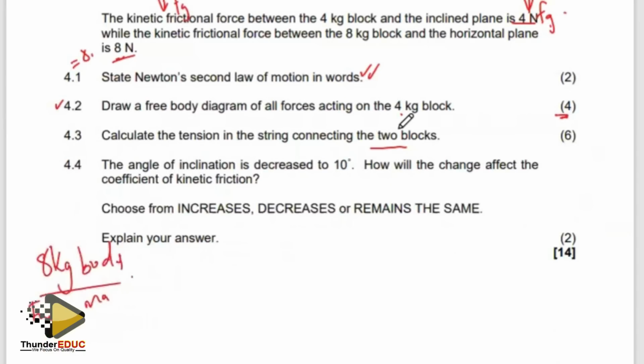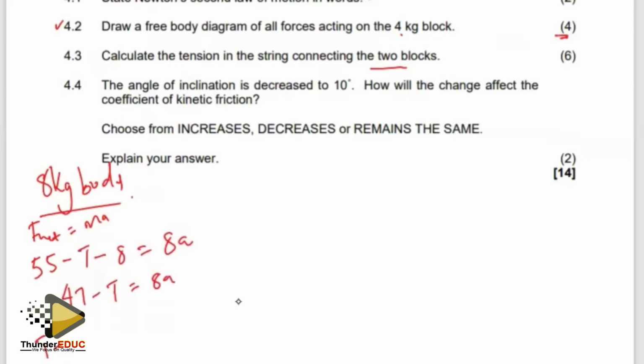So I'll have the 55, okay, minus the tension minus the friction force, which is 8. This must give us ma. When I simplify this, I know that 55 minus 8 is going to give me 47. So 47 minus T should give us 8a. We can make T the subject. Okay, so that T is 47 minus 8a. I can call this equation 1.